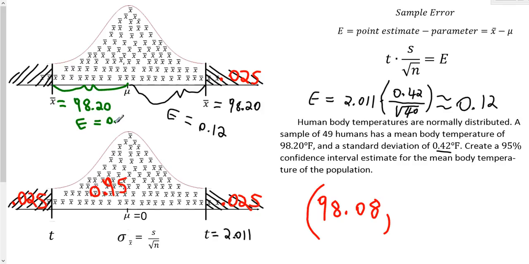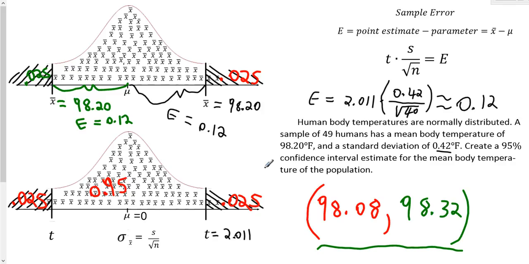is equal to 0.12 so that I can capture mu once again with only 0.025 in this lower tail. So that means I'm going to take the 98.2 and I'm going to add to it, instead of subtracting, the 0.12, and in that case I get 98.32. So that means that my upper bound then is 98.32.